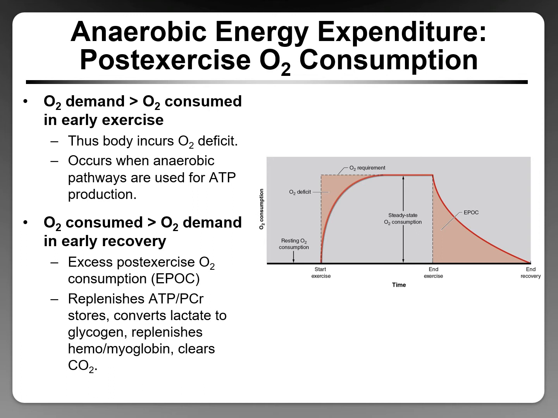However, once we have completed our physical activity, we are going to make up for that. We know that our O2 consumed post-exercise is going to be greater than the oxygen demand of early recovery. This is excess post-exercise oxygen consumption, or EPOC. Basically, over-consuming oxygen after you've finished activity is going to help us replenish our ATP-PCr stores. It'll help us convert lactate back to glycogen in the liver. It will replenish our hemoglobin and myoglobin of oxygen, and it will clear any excess CO2.